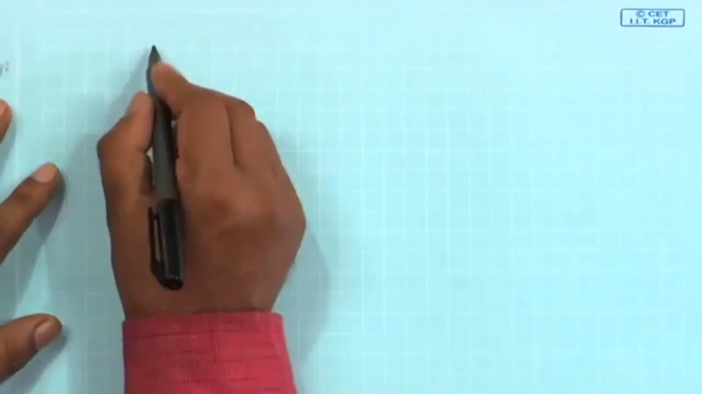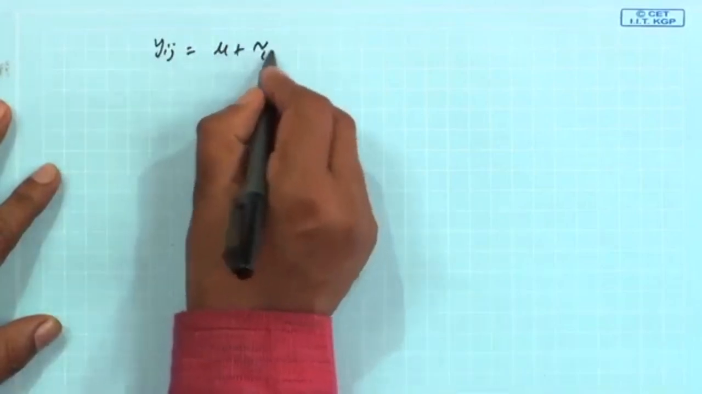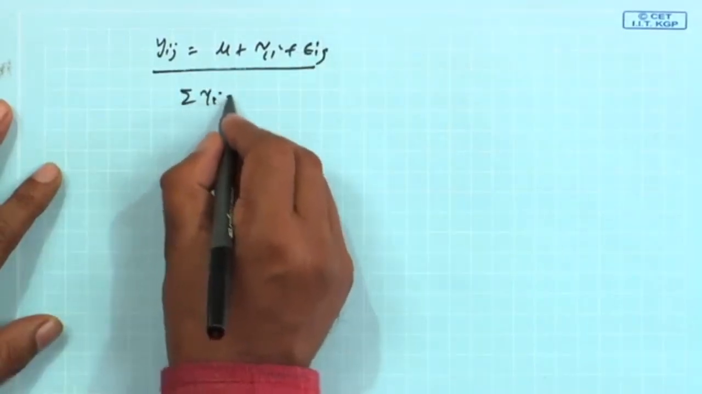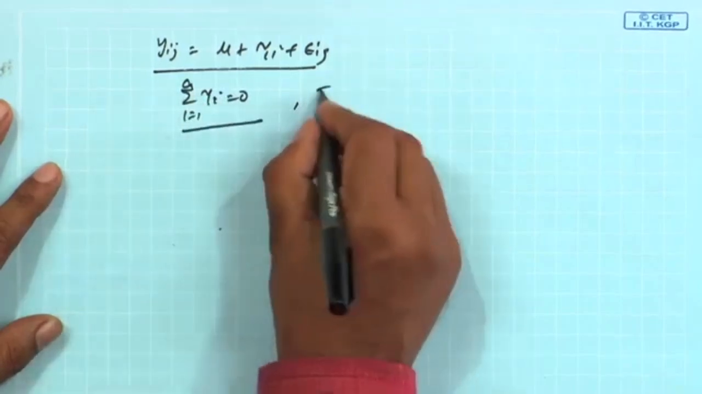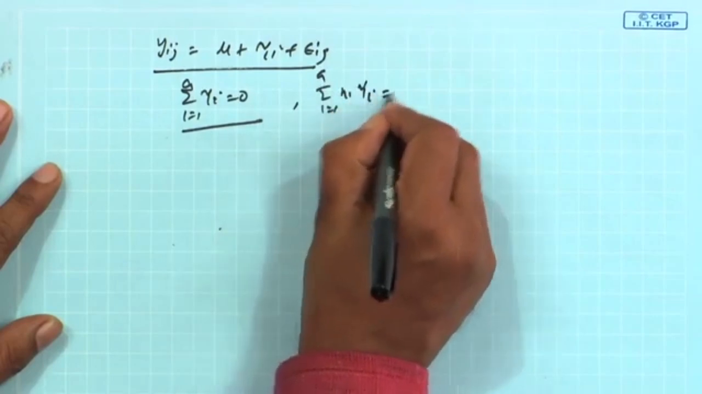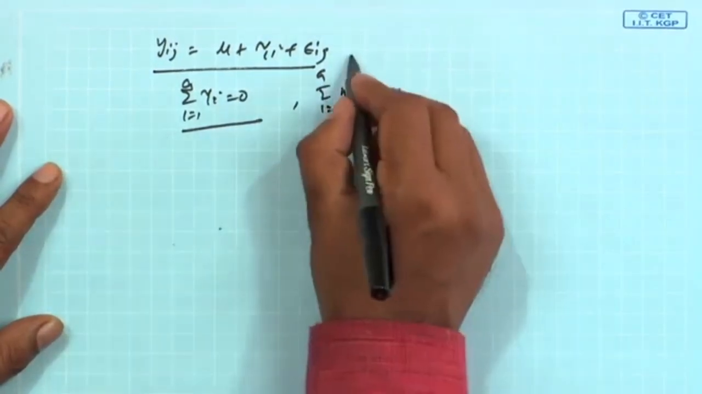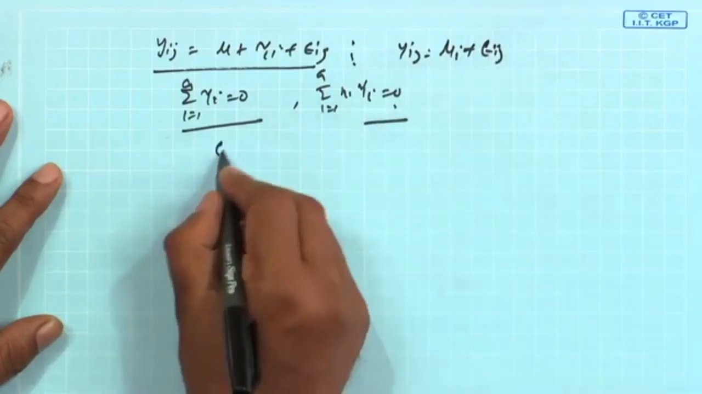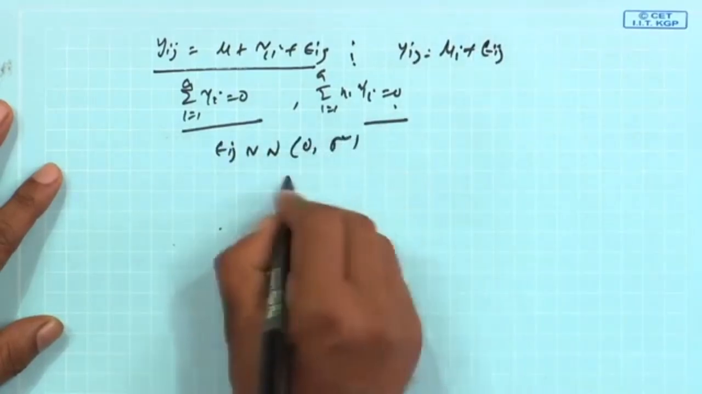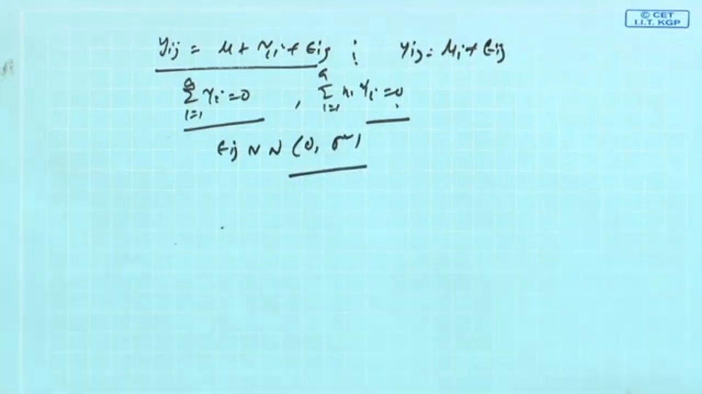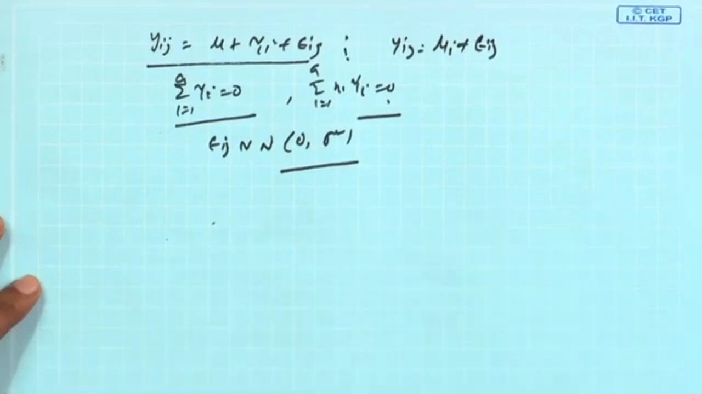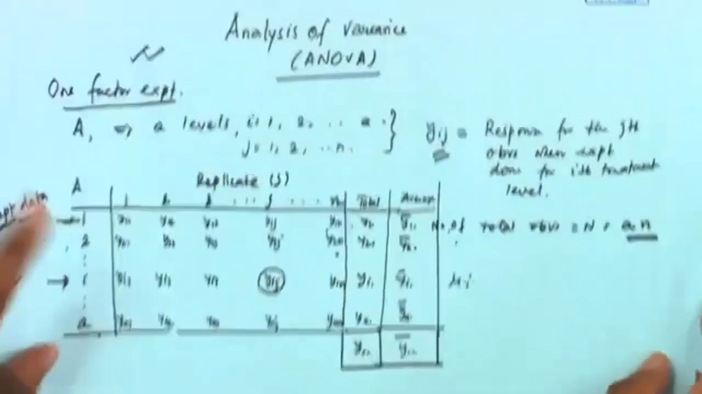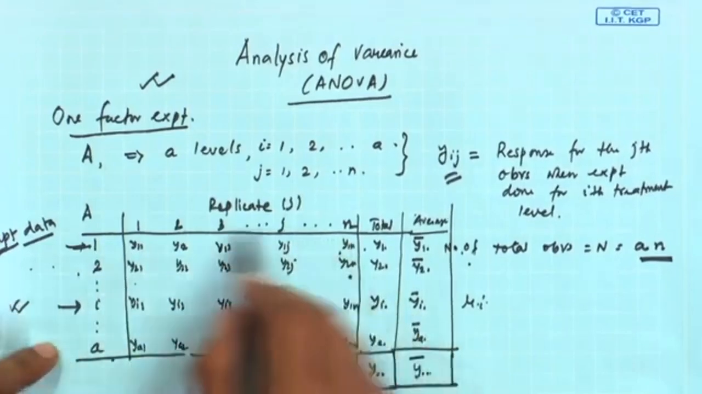So when you say ANOVA model, you have to say y i j equal to mu plus tau i plus epsilon i j, and then definitely you will be stating the restriction sum of tau i equal to 0, i equal to 1 to a, or sum of n i tau i equal to 0. You can also write this like this: y i j equal to mu i plus epsilon i j, and epsilon i j is normally distributed with mean 0 and variance sigma square, that is what we have learned so far. Okay. So now come to the point that you have done the experiment. Once you have done the experiment, you will get this kind of data.